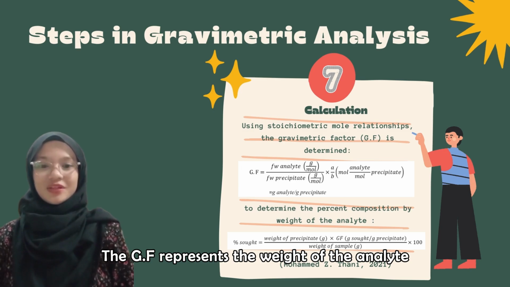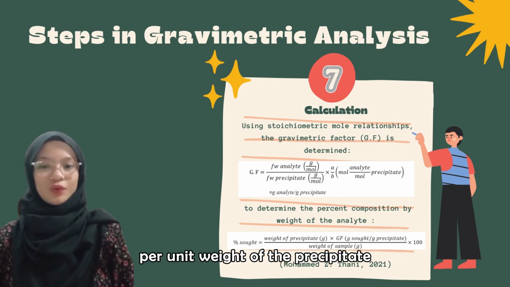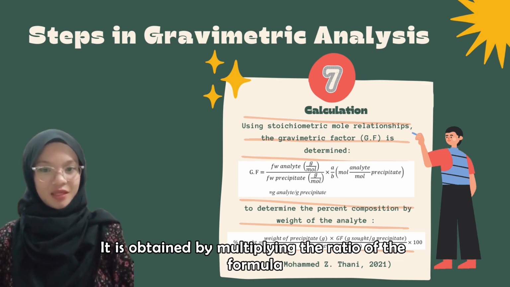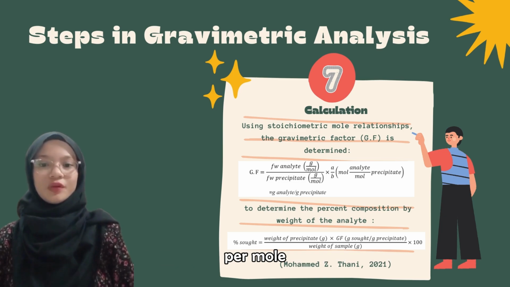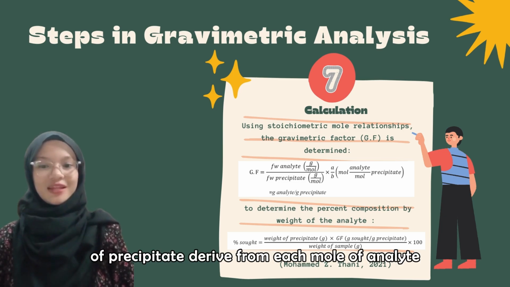The GF represents the weight of the analyte per unit weight of the precipitate. It is obtained by multiplying the ratio of the formula weight of the analyte to that of the precipitate with the mole of analyte per mole of precipitate derived from each mole of analyte.